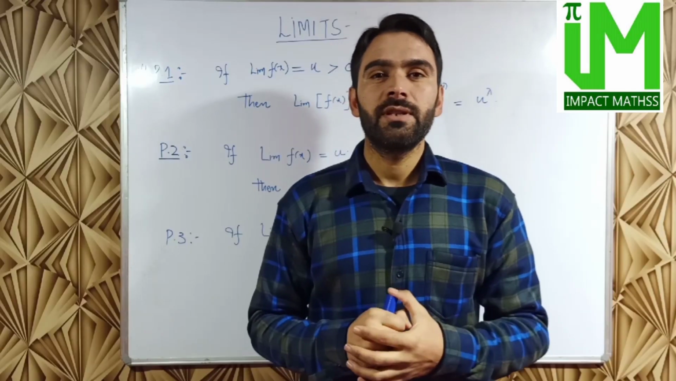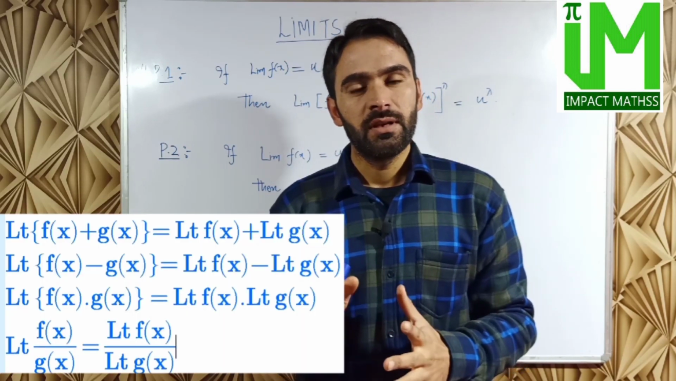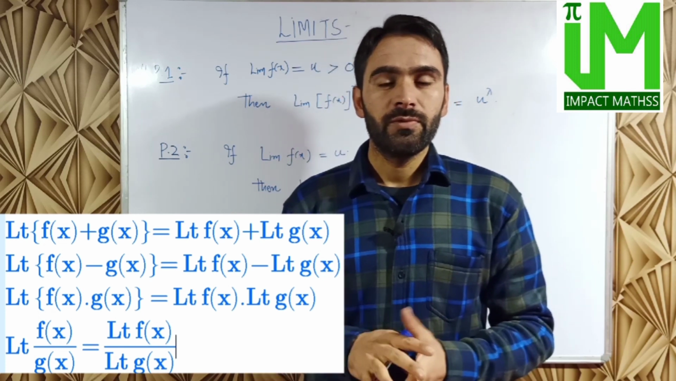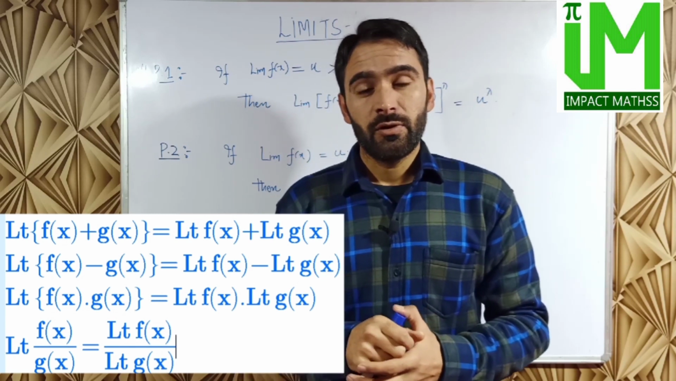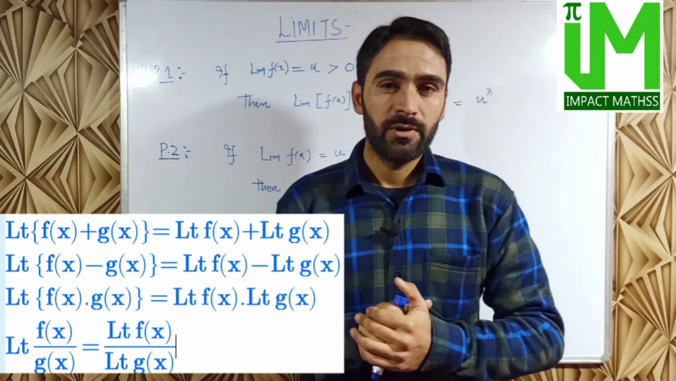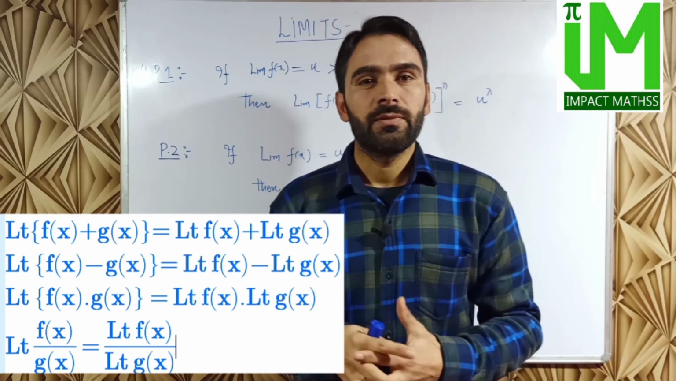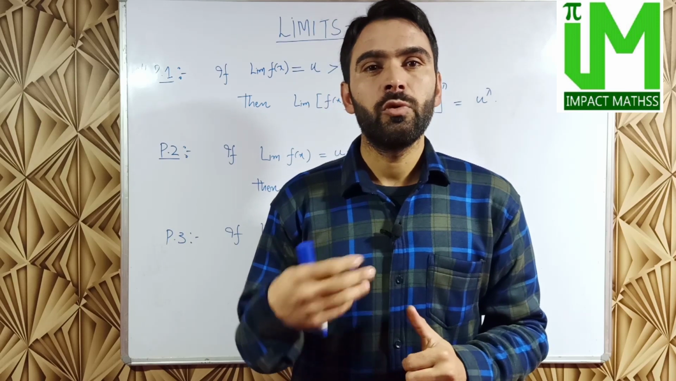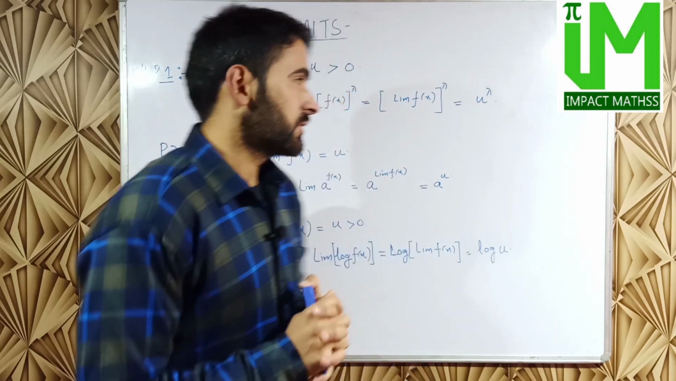As we know from the basic algebra of limits, the limit of the sum of two functions equals the sum of their respective limits, the limit of the difference equals the difference of their respective limits, the limit of the product equals the product of their respective limits, and the limit of the quotient equals the quotient of their respective limits. Developing these properties, we are here to discuss some more general properties of limits. So our first property goes like this.